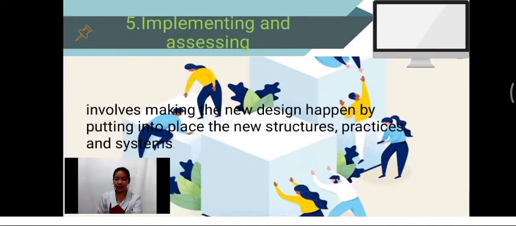And the last stage of the self-design change process is implementing and assessing. It involves making the new design happen by putting into place the new structures, practices, and systems. It also includes an ongoing cycle of action learning, which is changing structures and behaviors, assessing progress, and making necessary modifications.